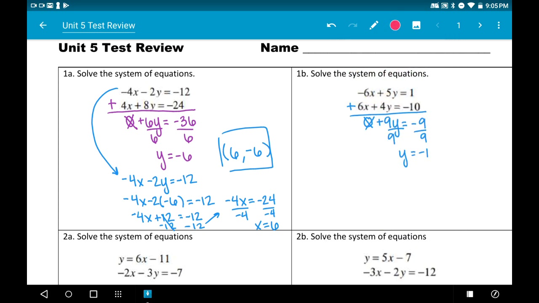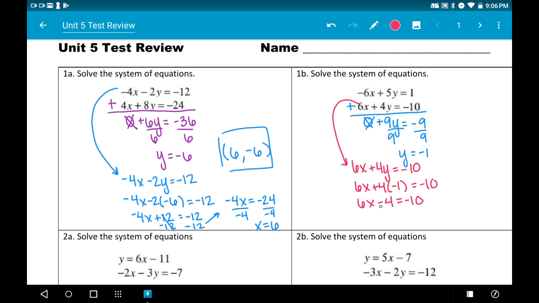Now we just have to plug it back in to figure out what x would equal. So this time I'm going to take the second equation. Again, it doesn't matter which one you pick. So I'll have 6x plus 4y is negative 10. But this time I'll replace y with negative 1. So 6x plus 4 times negative 1 is negative 10. 6x, 4 times negative 1 is negative 4.